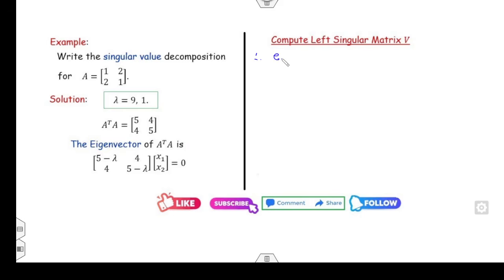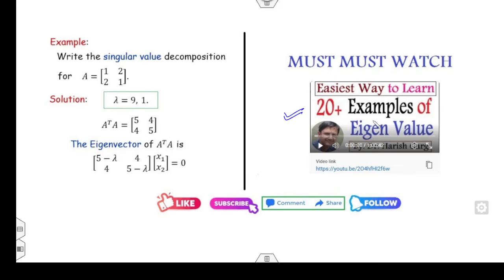So first we find the eigenvector corresponding to the first eigenvalue, which is 9. So the first eigenvalue corresponding to 9, I can substitute the value of lambda equal to 9 in equation number 1. That becomes (-4, 4; 4, -4) into (x1, x2), right hand side is 0. Fine. Now how can you find the eigenvectors? Again, you must watch my previous lectures related to the eigenvalue. I already explained how you can find the eigenvectors in a very simple manner.